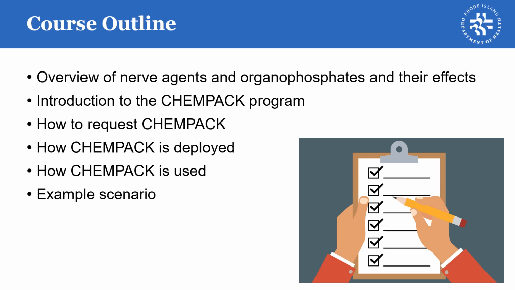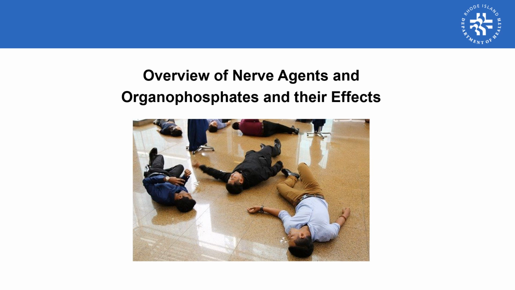To provide context to the CHEMPACK program, we must first understand the nerve agents, their mechanism of action, and their resultant effects. Next, we will introduce the CHEMPACK program and some of its most important aspects. We will then present how a CHEMPACK is requested, deployed, and used in response to an organophosphate or nerve agent incident. After presenting the CHEMPACK program and how it is activated, we'll look at a scenario in which CHEMPACK is requested to further reinforce the processes for requesting and deployment. First, let's review the characteristics of nerve agents and organophosphates in more detail.